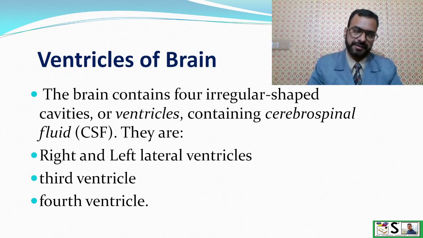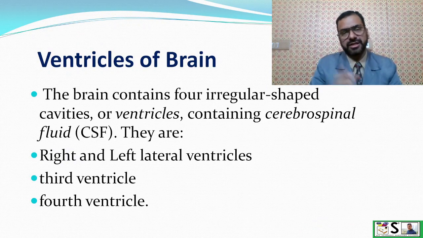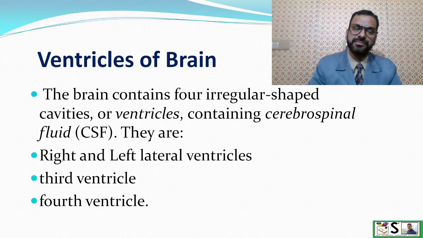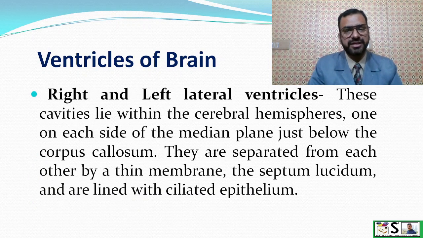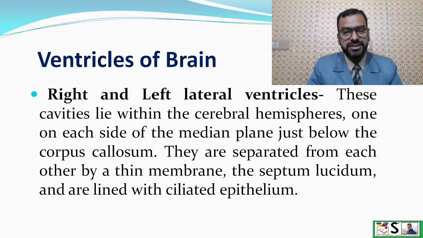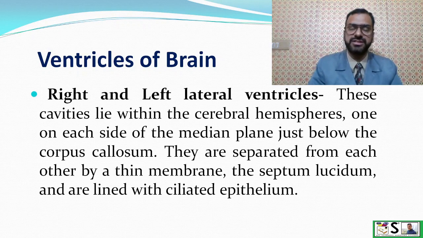Now, ventricles of the brain. The brain ventricles are four irregular shaped hollow cavities containing cerebrospinal fluid. These are four in number: right and left lateral ventricles, third ventricle, and fourth ventricle. Right and left lateral ventricle. These cavities lie within the cerebral hemispheres, one on each side of the median line just below the corpus callosum. They are separated from each other by a thin membrane known as septum lucidum and are lined with ciliated epithelium.